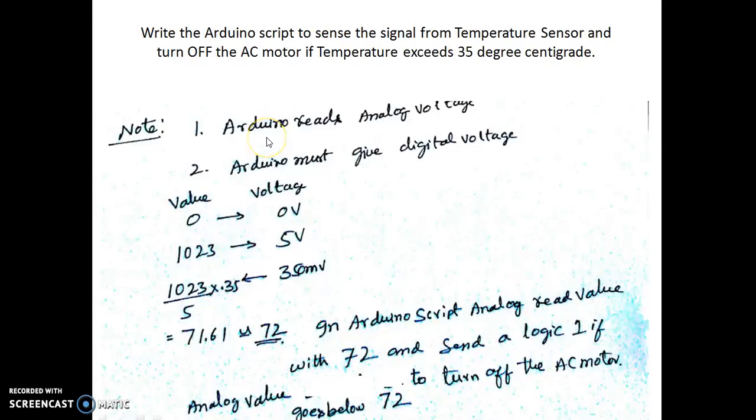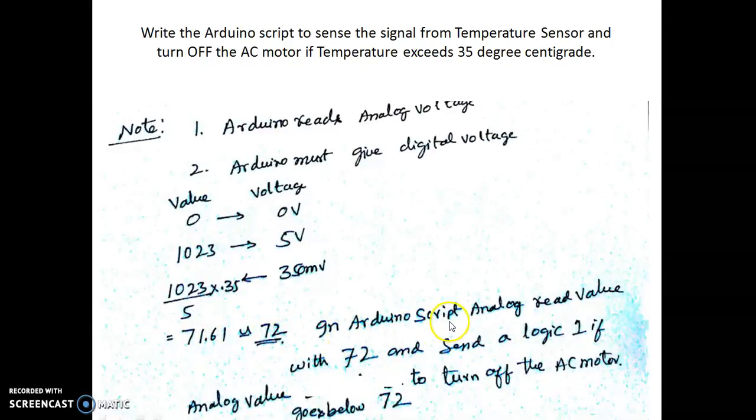Arduino should read the analog voltage, and Arduino must give a digital value to either turn on or turn off the motor. In the Arduino, if 0 volt is the input voltage, we get a 0 value, and if 5 volt is the input voltage for the analog input, the value that is read is 1023. So for 350 millivolt, the value read from the Arduino will be 71.61, which is approximately 72.